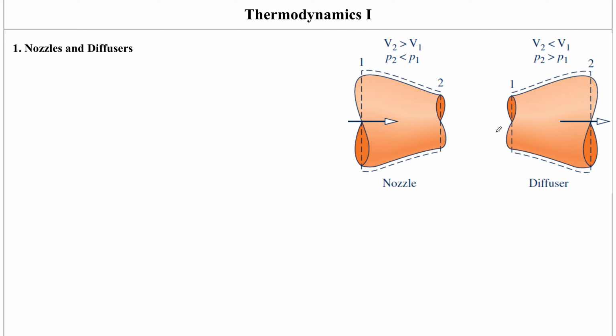And the diffuser is kind of the opposite of this. So the area is increasing from section 1 to section 2, and the velocity is decreasing in the direction of the flow. And both of these devices work on the basis of the same principles, and obviously these devices are devices that you've usually seen in and around you.